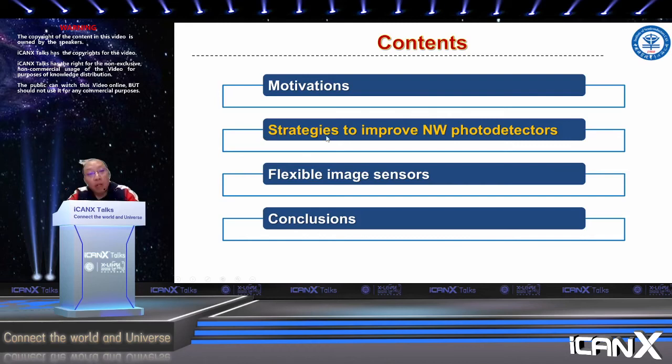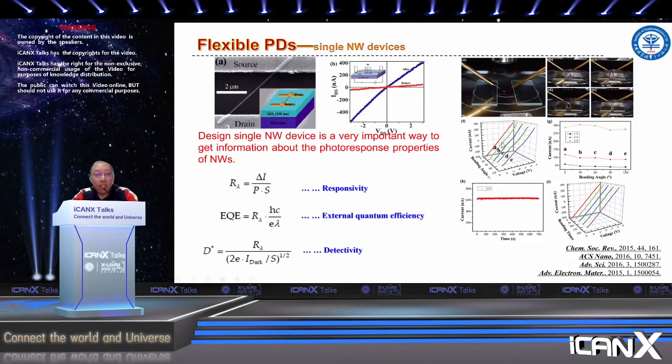The second part of my talk is about the strategies we designed to improve the performance of nanowire photodetectors. As I just said, we start our work on single nanowire devices. The process to make single nanowire devices is very similar to silicon-based devices. The only difference is that we directly make this flexible device on polymer substrates instead of silicon substrates. And the single nanowire device is a very important way to get information about the photo response properties of the nanowire itself.